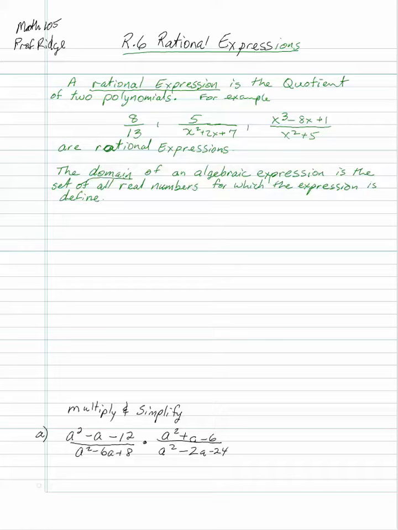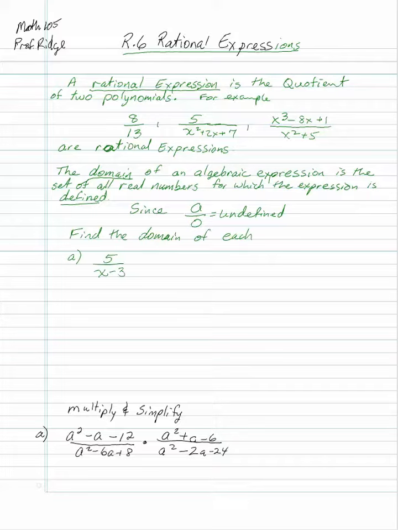The domain of an algebraic expression is the set of all real numbers for which the expression is defined. Okay, so if we note, since any number divided by 0 is undefined, for rational expressions, anything that would make the denominator equal to 0 has to be thrown out of the domain. Alright, so let's check this out. Okay, so what you do is just take the denominator, set it equal to 0, and solve to determine what's not in the domain.